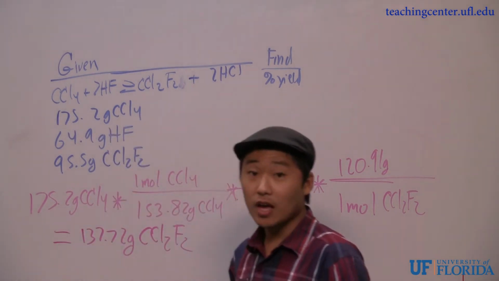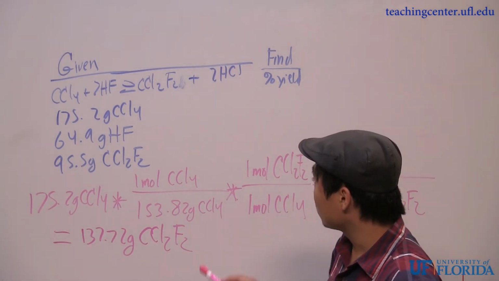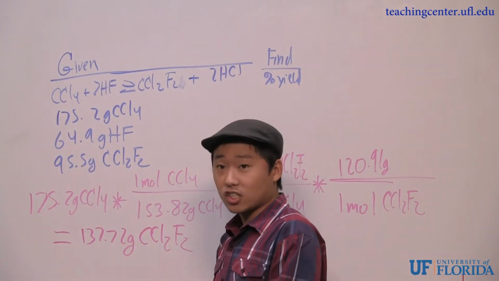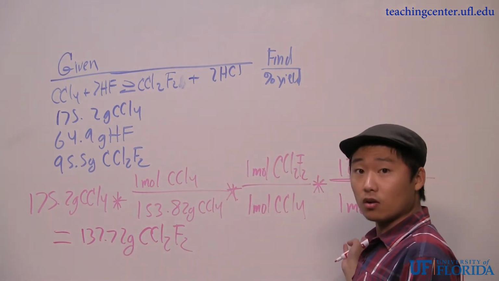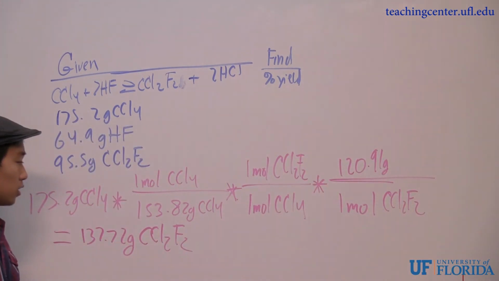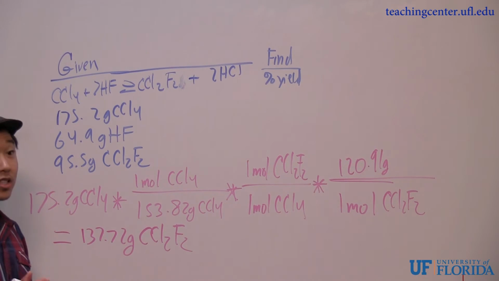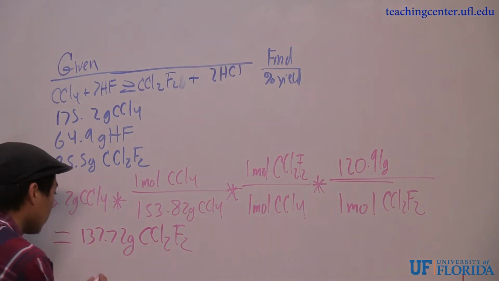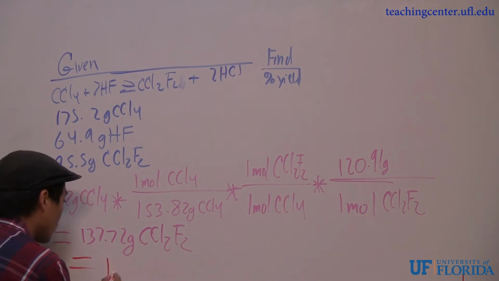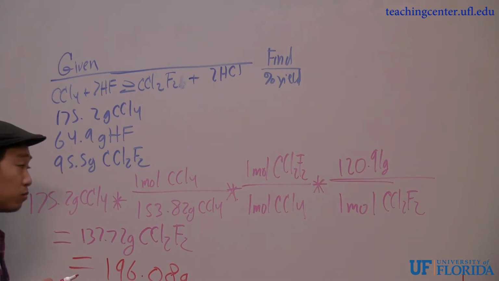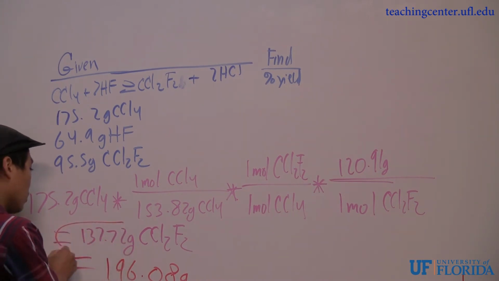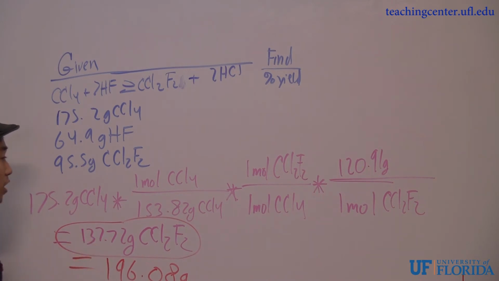Now, we're not done yet, because now we have to do it for the other one. We have to do it as if we were using 64.9 grams of HF, and we're going to do the exact same thing, but this time using HF as our starting value. But to save time, I'm just going to let you know what the answer is. The answer should be around 196.08 grams. And so what that means now is that 137.72 is our theoretical value, because it's the smaller of the two products.